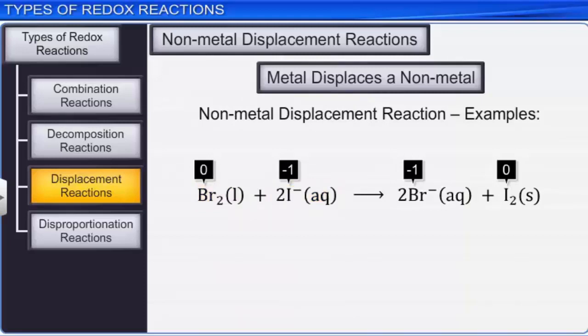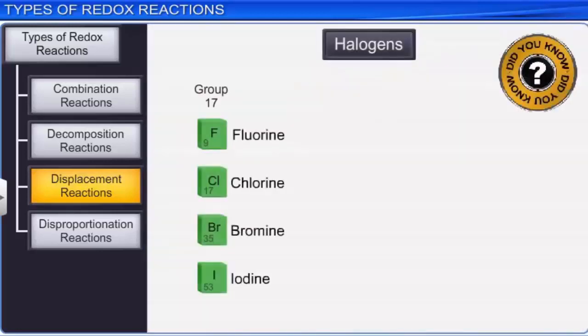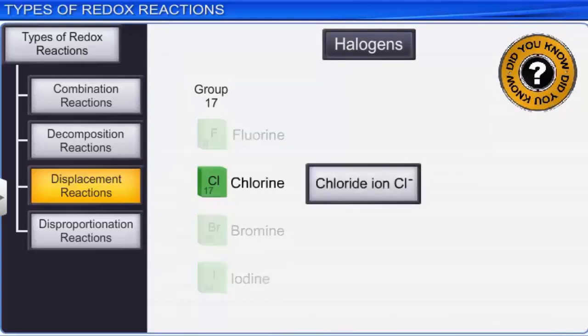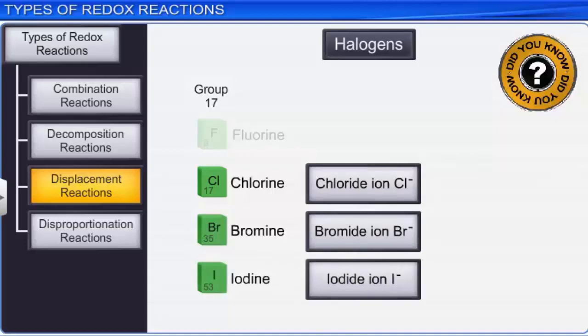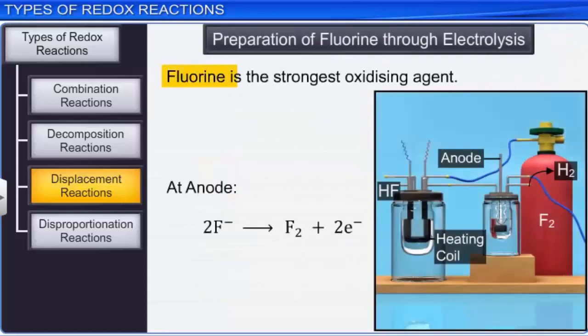Halogen displacement reactions are used in industrial applications to produce chemicals, such as hydrofluoric acid, which is used to etch glass. Did you know that while there are a number of oxidizing agents that can oxidize chloride, bromide, and iodide ions, no oxidizing agent is available to oxidize fluoride ions? This is because fluorine is the strongest oxidizing agent. The only way to prepare fluorine is to oxidize fluoride ion electrolytically.